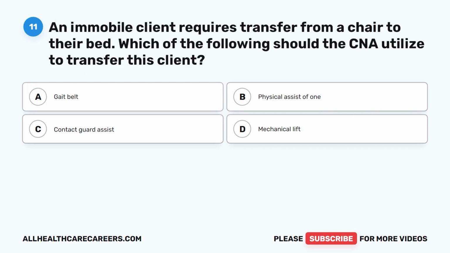Question 11. An immobile client requires transfer from a chair to their bed. Which of the following should the CNA utilize to transfer this client? A. Gait belt. B.